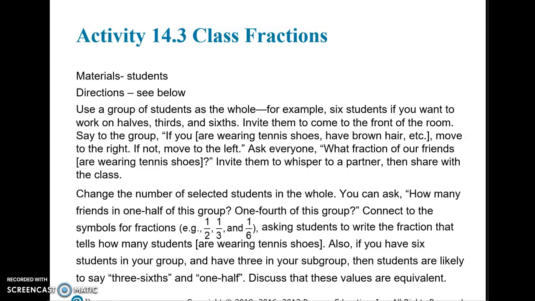If students offer equivalency, one says 3/6 and another says 1/2, show how 6 refers to people and half refers to the group of 2 groups of equal size. Change the number of students in the whole. You could have 8 students, 12 students.